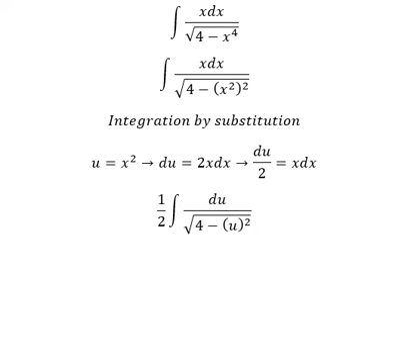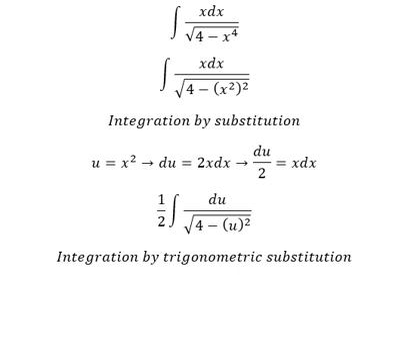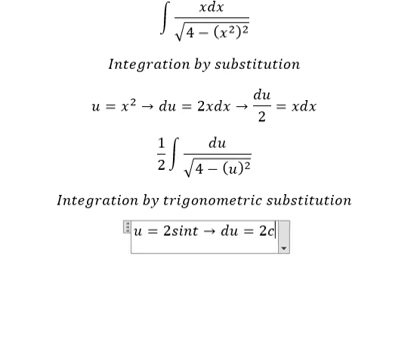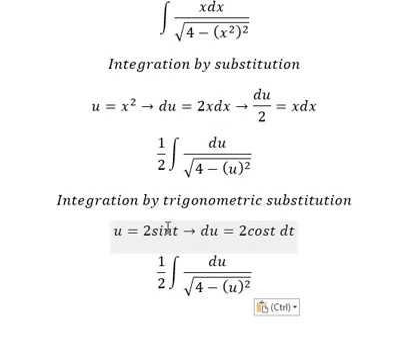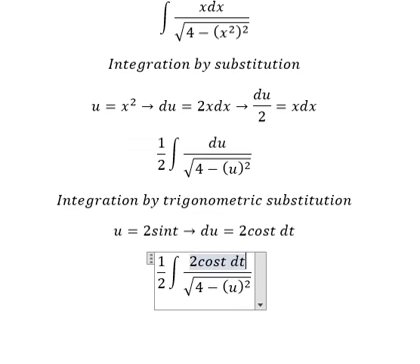Next, we need to use integration by trigonometric substitution. So I will put u equal to 2 sine t. So if we do first derivative for both sides, we have 2 cosine t dt. So we put this one in here. That's 2 cosine t dt.